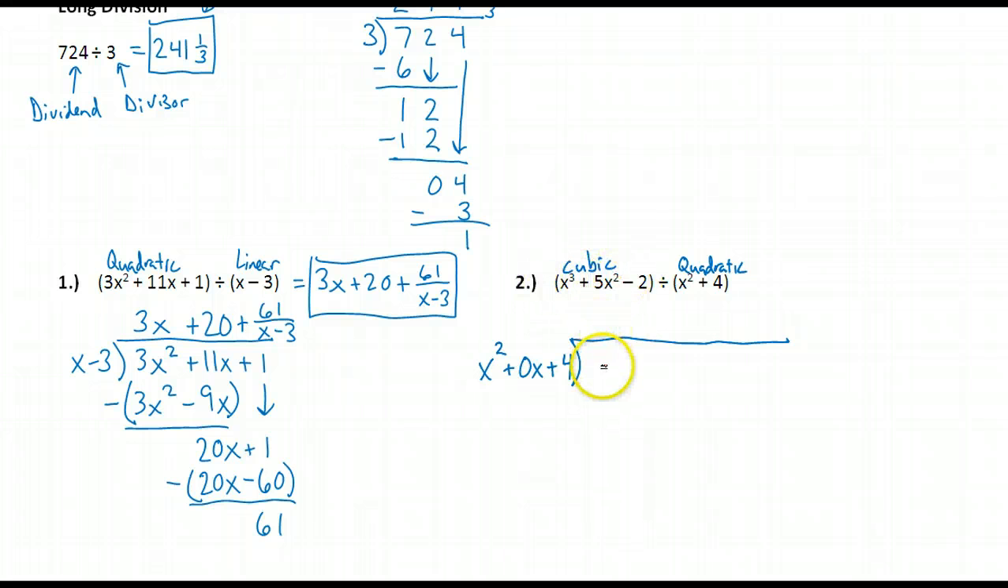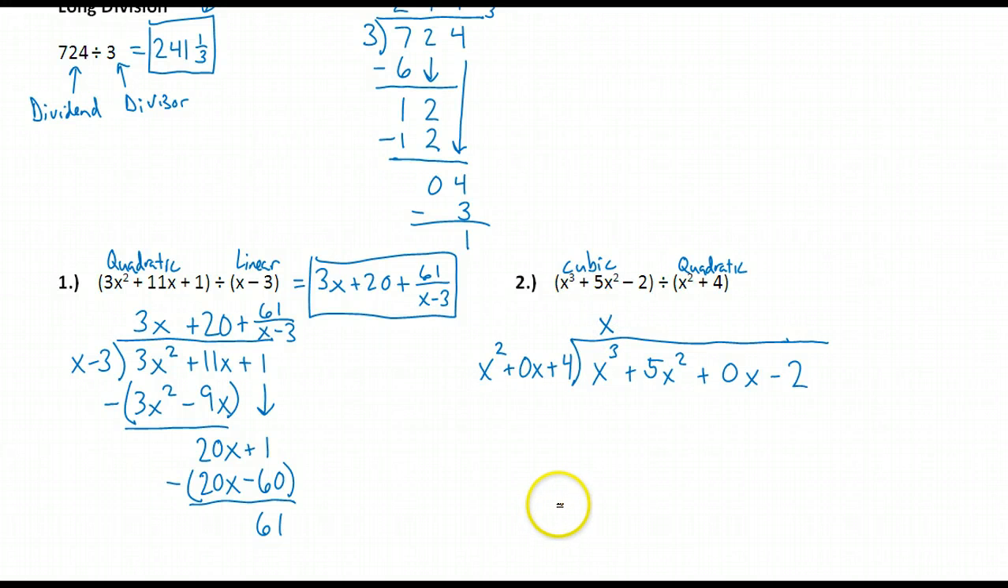And for my dividend, I also need a placeholder. x cubed plus 5x squared plus 0x to the first power minus 2. I can always check by looking at my coefficients. 2, 1, none. 3, 2, 1, none. At this point, the division is the same. How many times does x squared go into x cubed?